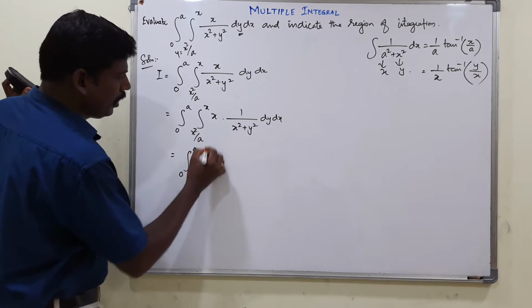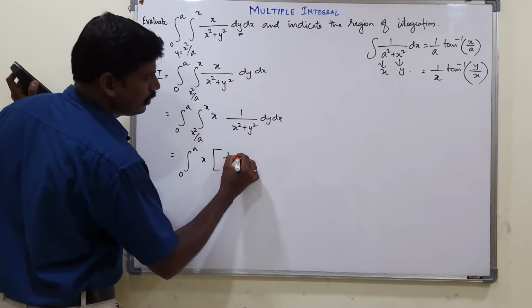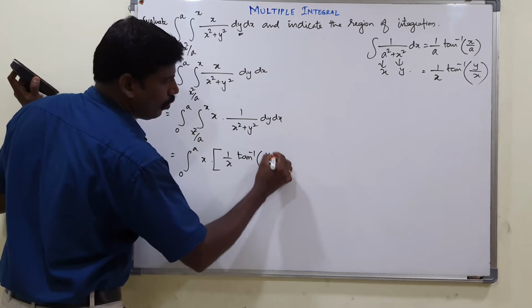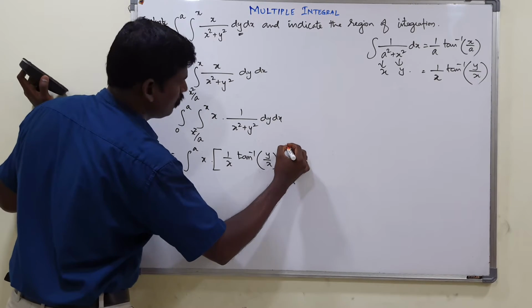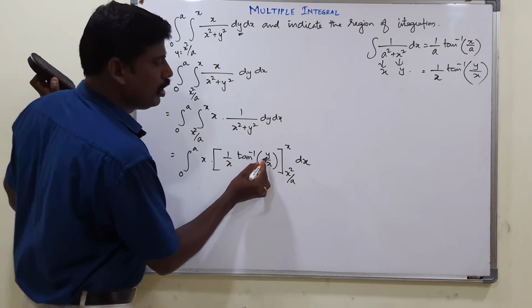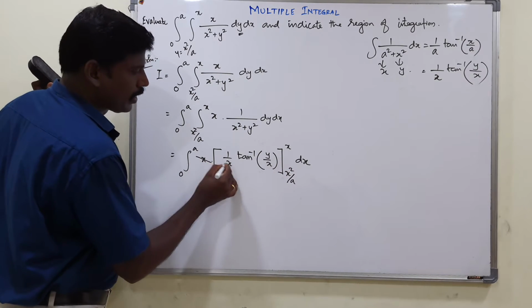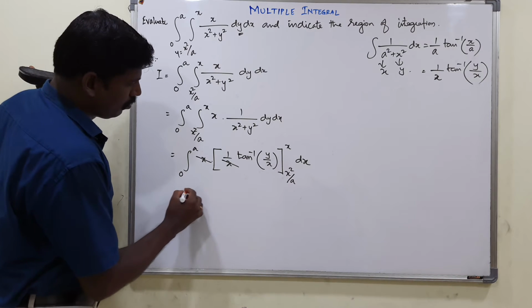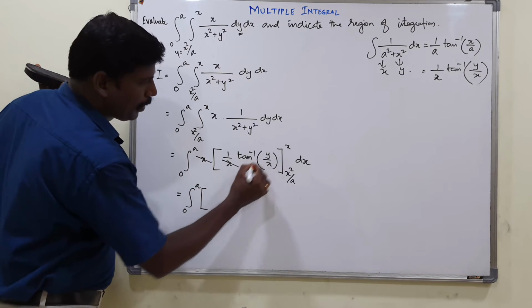So what is this integral value? Integral 0 to a x into 1 by x into tan inverse of y by x, the limit from x square by a to x, into dx. Right? So we need to substitute the limit only for y, not for x. Okay, so this x is constant. We can cancel that x with this x. Okay, right? That's all.